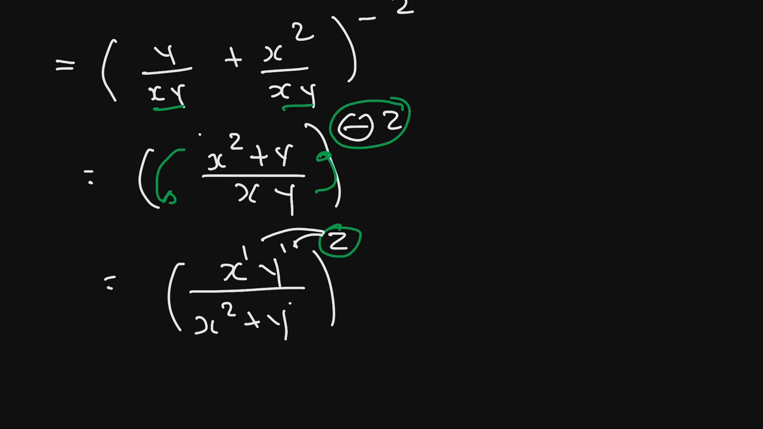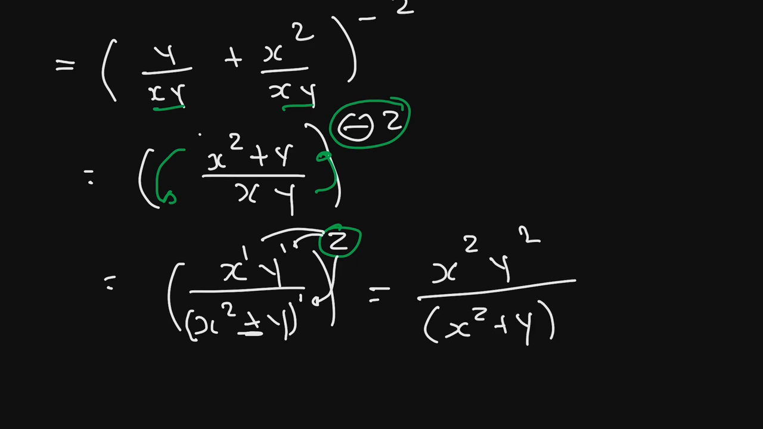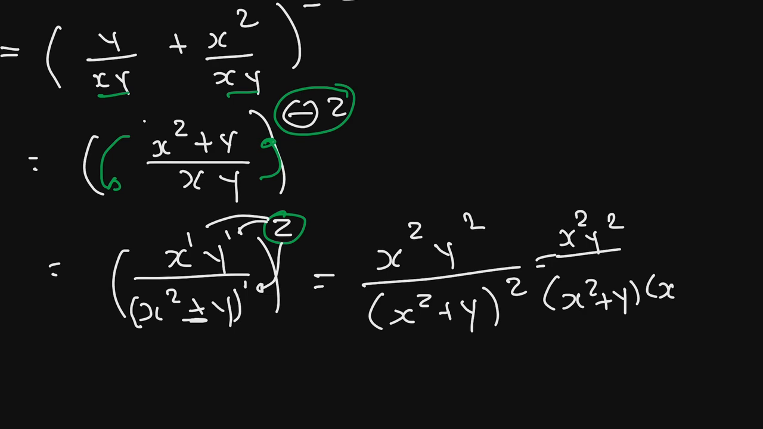So these two will multiply with the 1 there and with the 1 there. But if you look at what we have at the bottom, we have a plus. So we're just going to put that and multiply it with this exponent outside. Now this will be simplified to be what? This is going to be x squared y squared, and at the bottom we're going to have x squared plus y all raised to the power of 2. If you want to simplify the bottom, we're going to have x squared y squared, and then open two brackets, x squared plus y multiplied with x squared plus y.